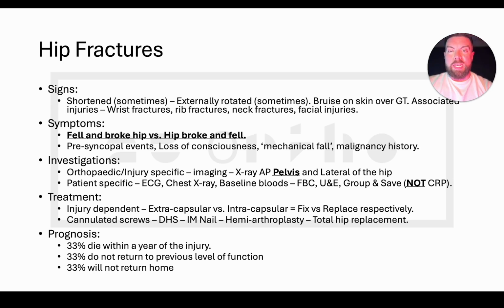The treatment is injury dependent, and it goes back to what we mentioned already. Is it intracapsular or extracapsular, and therefore do we fix it or replace it? Then the treatment options, if you're doing well, you would discuss these: cannulated screws, DHS or dynamic hip screw, intramedullary nail, hemi-arthroplasty of the hip, or a total hip replacement. The prognosis for these, you can break them into thirds. One third will die within a year of the injury, one third will not return to their previous level of function, and one third will not return home and will end up staying in a respite home or a nursing home.